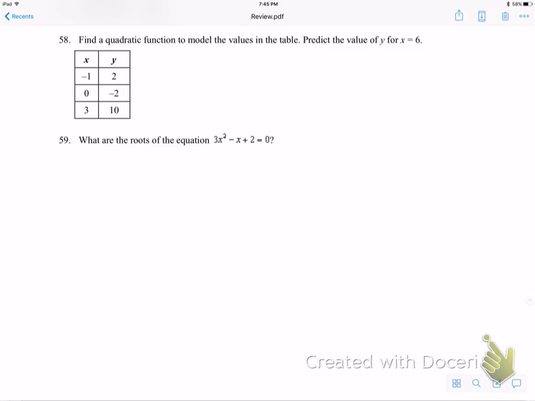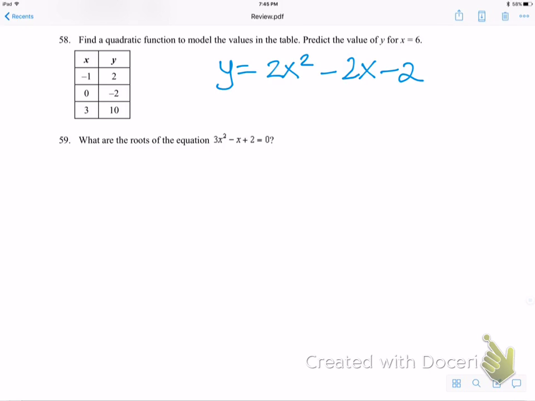For problem 58, you've got to remember how to use the Stat button on your calculator to enter the data. Once you've entered the data, you're going to press Stat again, go over to Calculate, and choose Quadratic Regression, or QuadReg. Then you're going to press Vars, Y-Vars, and choose Y1, and that will store your equation in Y equals in your calculator. When you do that, you end up with y equals 2x squared minus 2x minus 2. So that's going to be your equation.